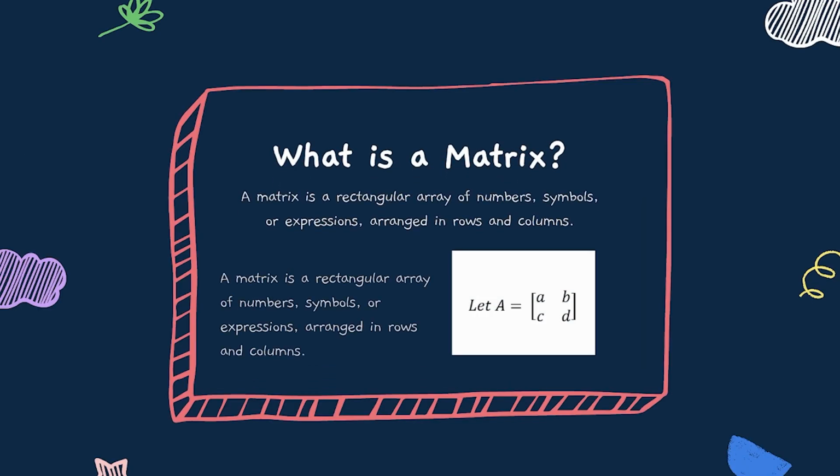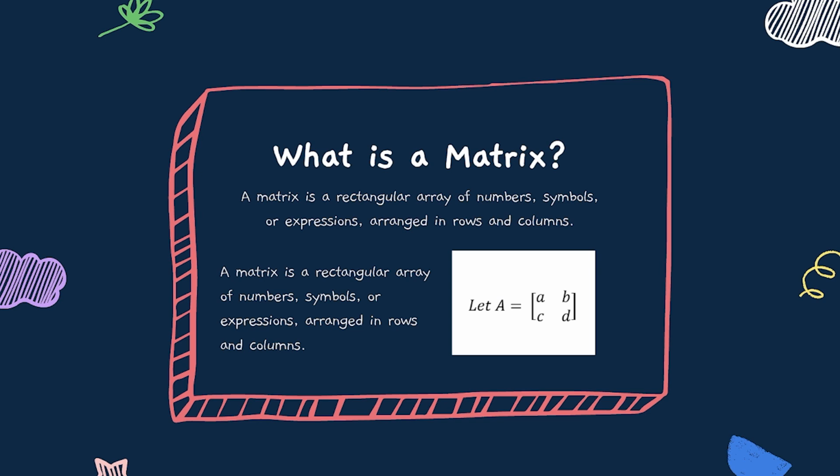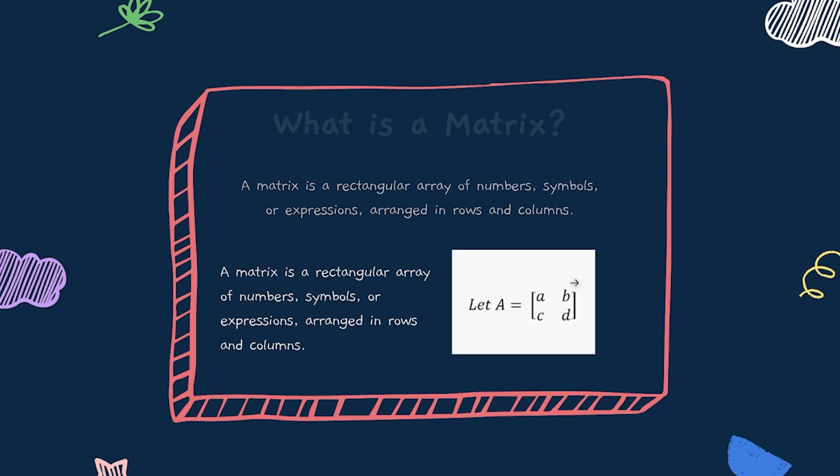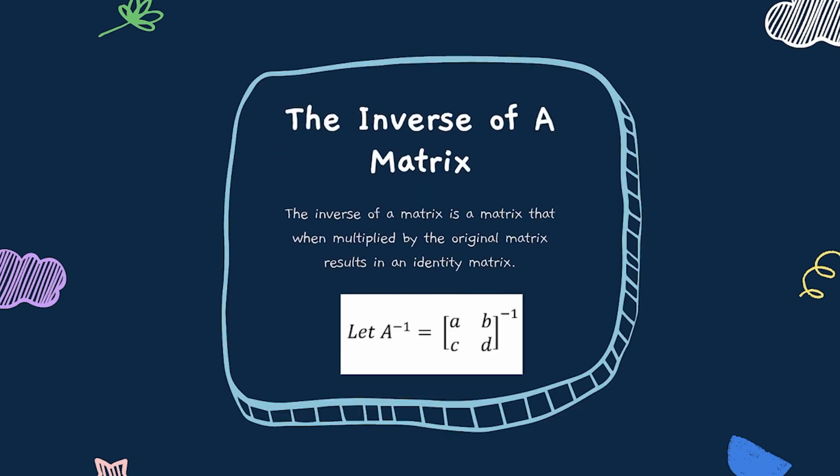Alright, so before we start on the inverse, let's have a brief introduction about matrices. A matrix is a rectangular array of numbers, symbols, or expressions arranged in rows and columns. This matrix right here is a 2x2 matrix, which is also a square matrix, which has 2 rows and 2 columns. And now this is an inverse matrix. An inverse matrix is a matrix that, when multiplied by the original matrix, results in an identity matrix, which consists of ones along the main diagonal and zeros everywhere else.